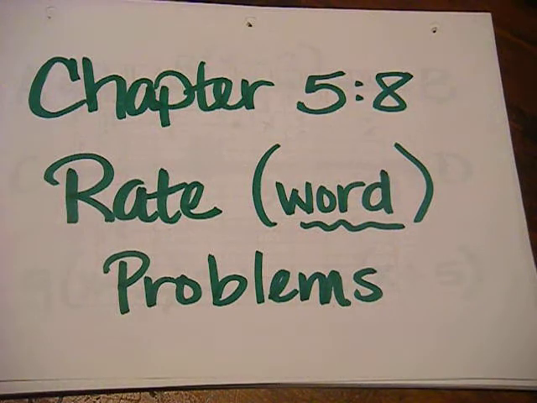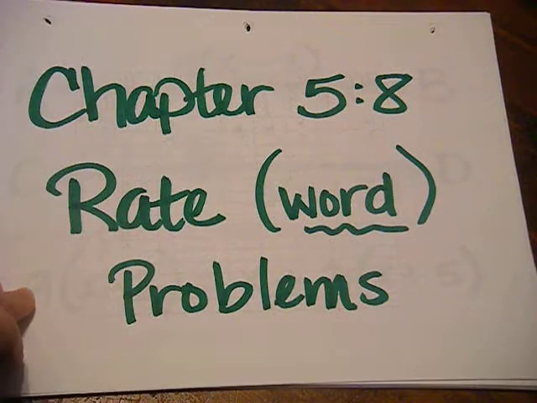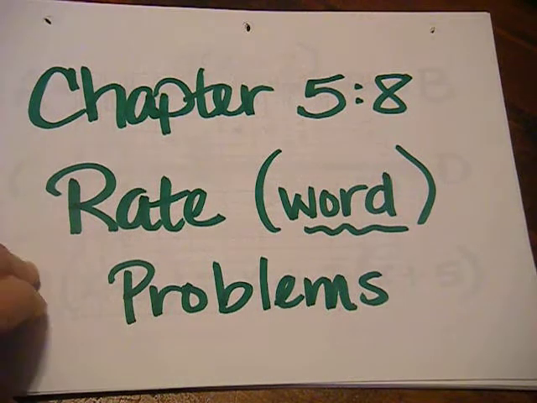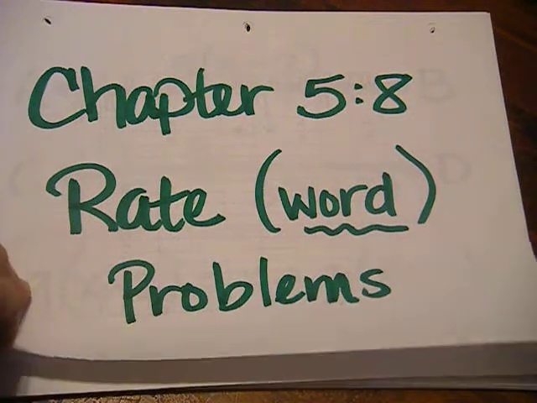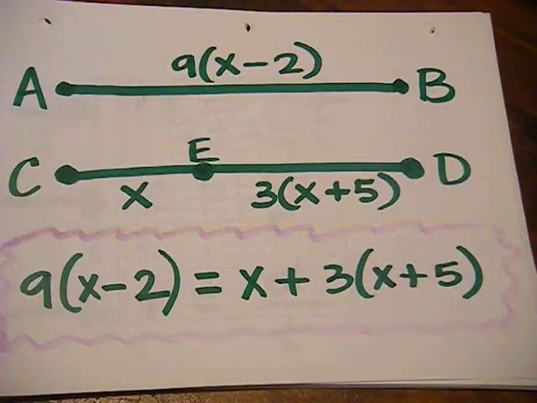Welcome to Chapter 5, Lesson 8, Rate Problems, more lovingly referred to as word problems. Our book takes a very unique twist on dealing with rate problems, and it combines Lesson 5-6, which was length and area, in which you did some line segment problems, and also Lesson 7, where you did distance, rate, and time, more straightforward types of problems.